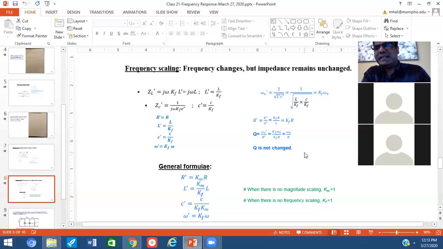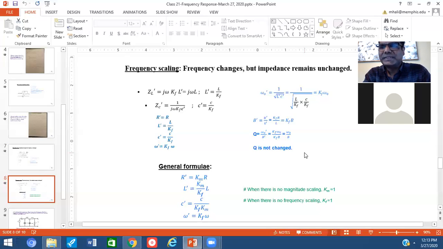On the other hand, see the next line I have written. When there is no frequency scaling, this means you assume K value 1 in those equation. This means that is the impedance scaling. So everybody understands? Okay. Because first time you are looking these things, so it might be a little bit complicated, but these are not difficult. You will be fine.